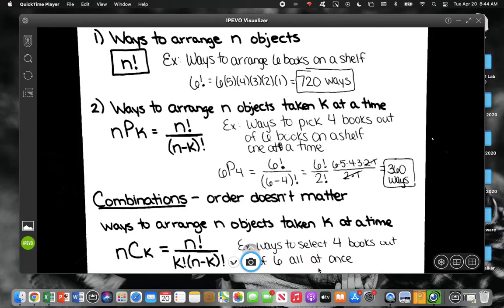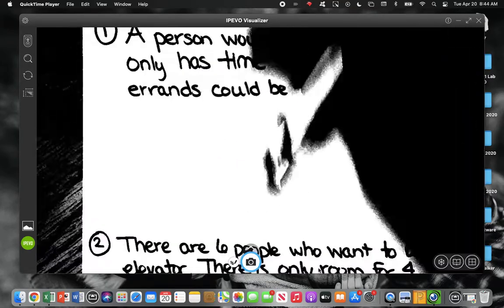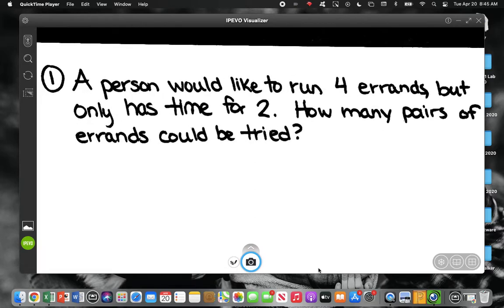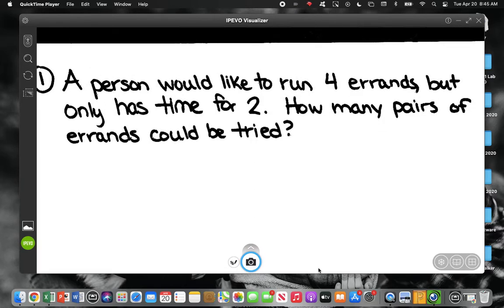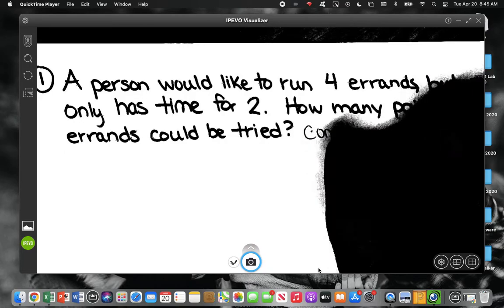Okay. All right. So I've got a few questions, and we're going to decide first, does order matter or doesn't matter? A person would like to run 4 errands but only has time for 2. How many pairs of errands could be tried? So it doesn't matter. Is that a permutation or a combination? This is a combination. Very good. Order doesn't matter. We don't care which 2.